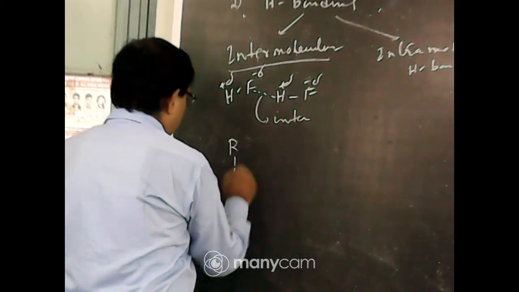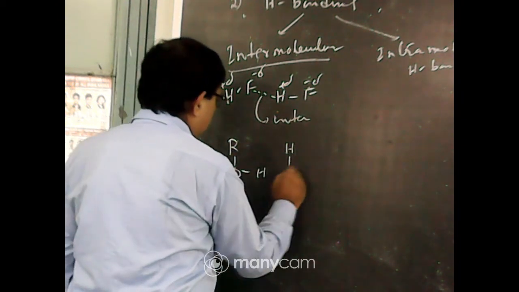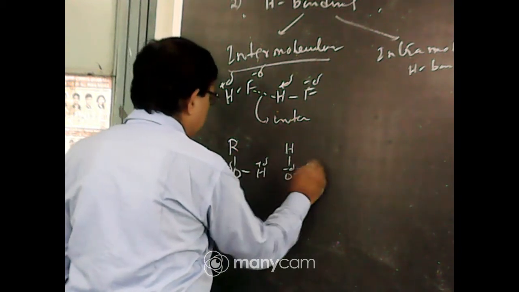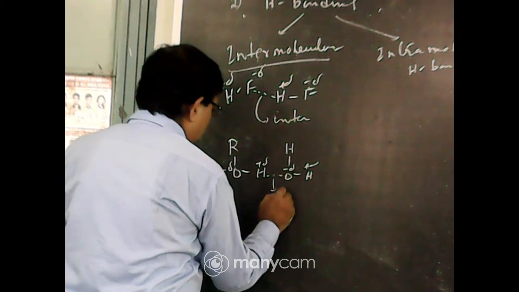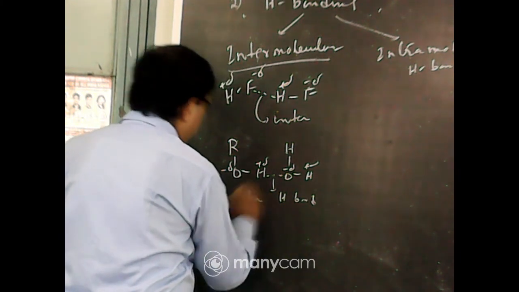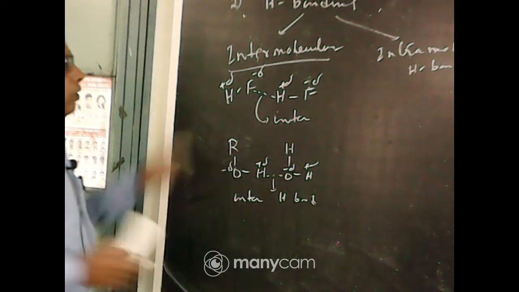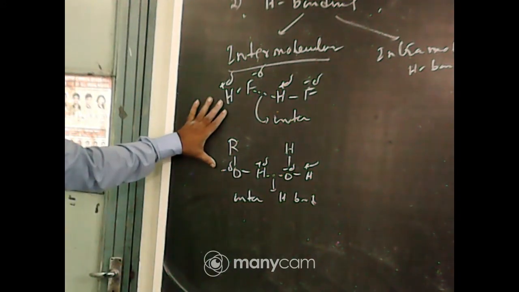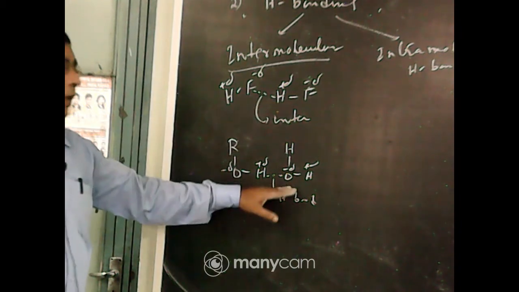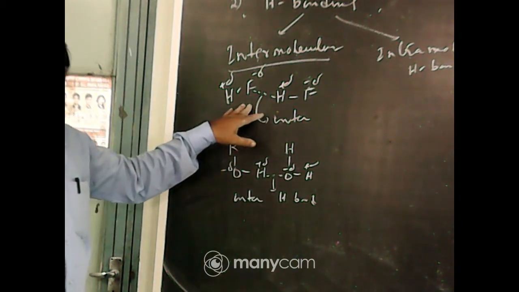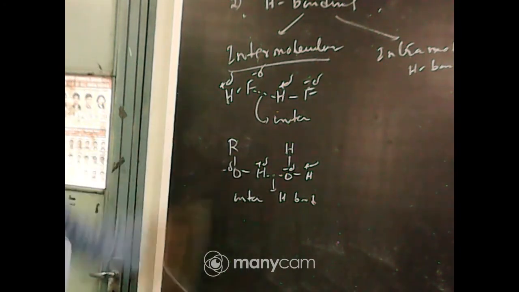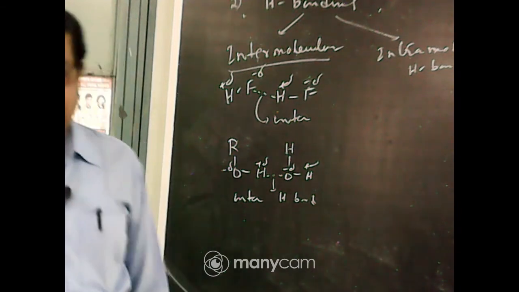Now say ROH alcohol and HOH water, here negative, here positive, here negative, here positive. This is hydrogen bond, this is hydrogen bond. This is also intermolecular, between two different molecules. So intermolecular hydrogen bond is formed between two neighboring molecules of the same type or different type. Here same type, two HF molecules, here different type, one is alcohol, another is water. This type of bond is called intermolecular hydrogen bond.